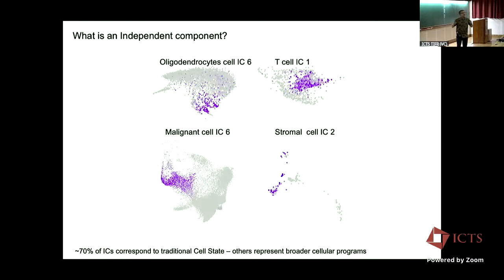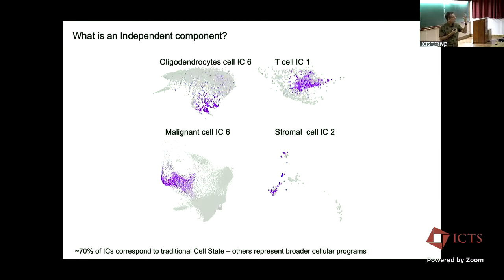So independent components is a statistical entity. It's a combination of genes, right? That's what it is, just like PCs, just like NMF factors. But what is the physical interpretation of an IC? We are hoping that an IC corresponds to a cell state. How do we know that?